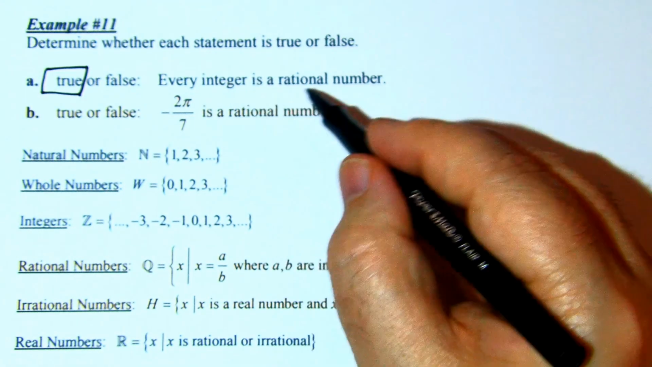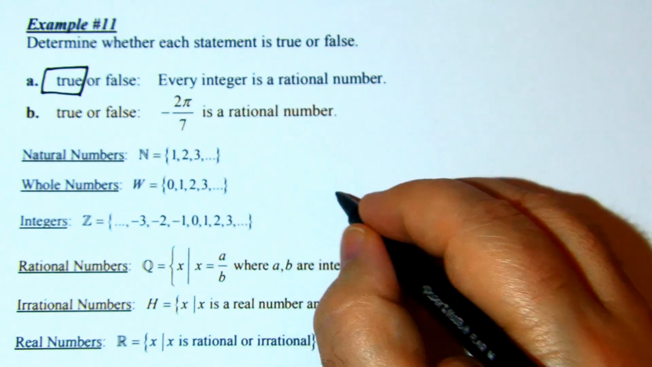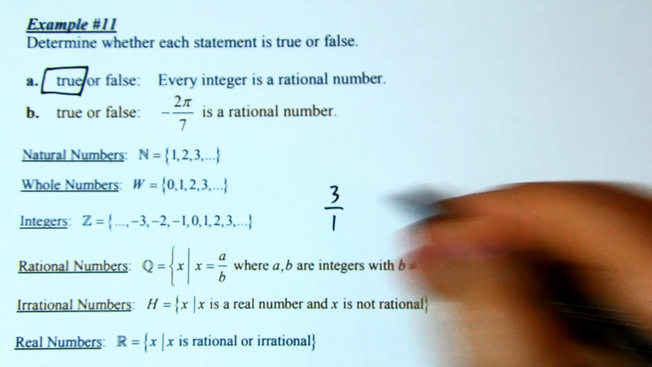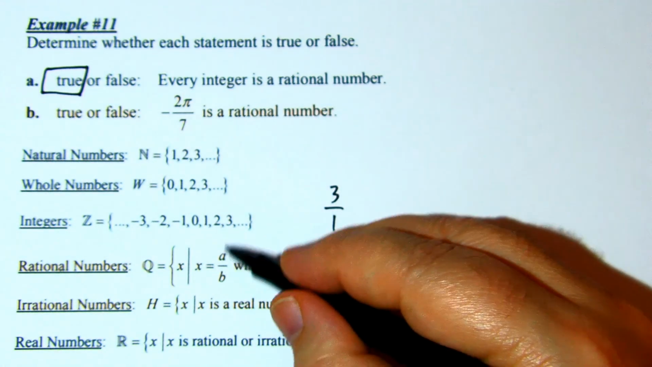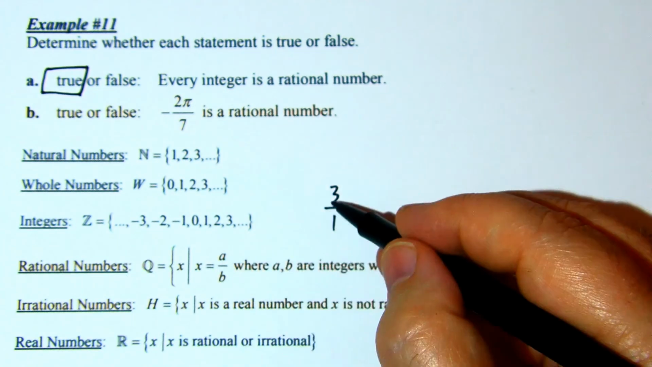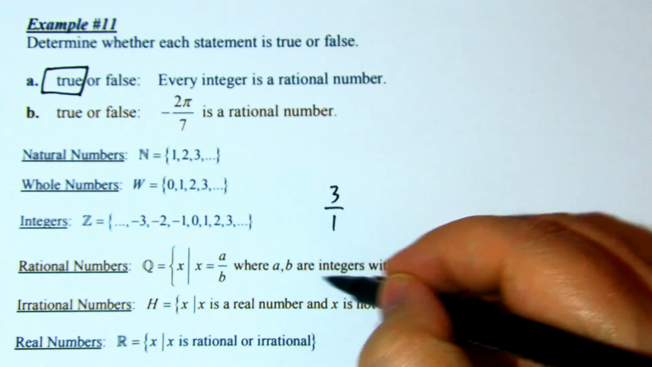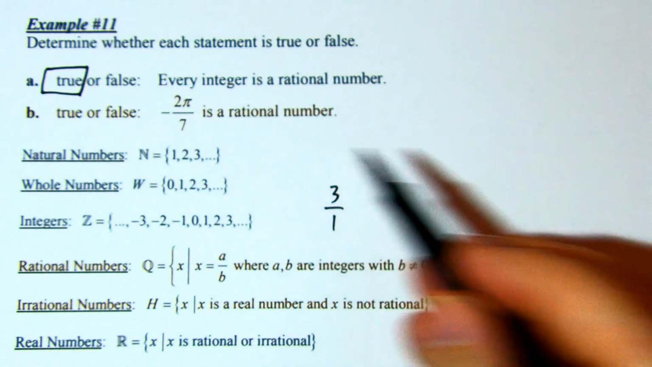Every integer is a rational because any integer, such as 3, could be written as 3 over 1. And therefore, you can write any integer as the ratio, as a fraction, a over b, where the top and the bottom are both integers, and the bottom is not equal to 0. So part A is true.